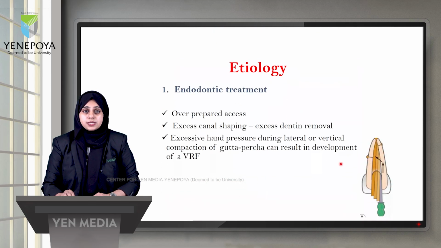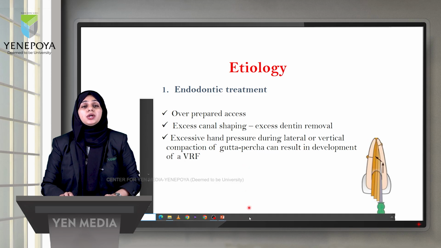What are the common causes for vertical root fracture? Endodontic treatment. That is because of over-prepared access. Sometimes there will be excess dentin removal during the cleaning and shaping procedures. Roots which have narrow mesiodistal diameter are more prone to fractures. Example, the roots of premolars, mesiobuccal root of maxillary molars, and mandibular incisors are more prone to fractures.